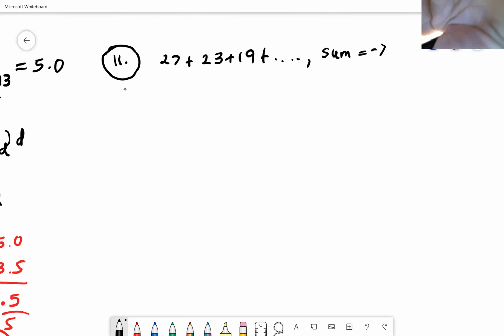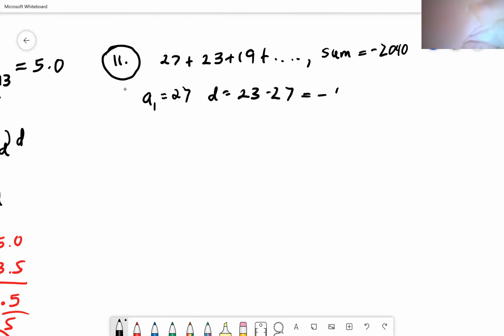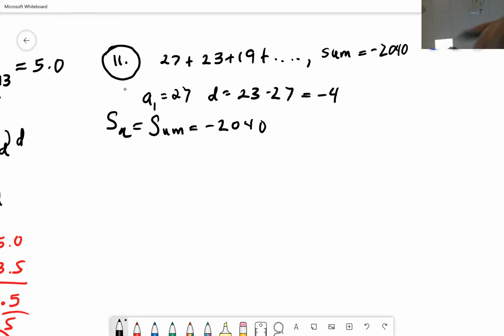So we're going to add this up, and the sum is going to equal something. Look at the information you have there. You have a sub 1 is 27. Your common difference is 23 minus 27, so that's negative 4. Okay, fair enough. And then you have the sum. The sum has to equal negative 2040. I'm going to call this the sum of n, and they want us to figure out n. I'm going to begin by substituting into my formula. My formula for S sub n is n over 2 times twice a sub 1 plus n minus 1 times d.